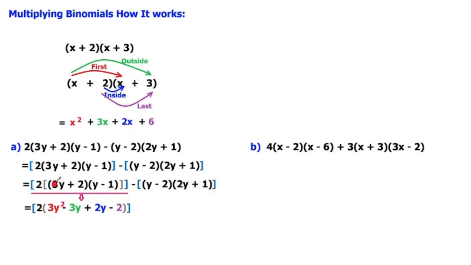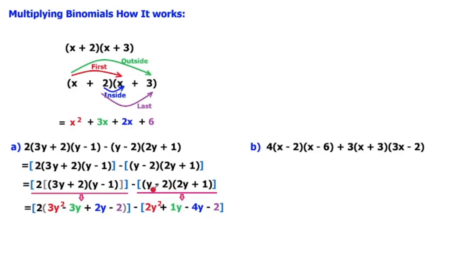When we do 3y times y, it becomes 3y squared. Then we do 3y times negative 1, it becomes negative 3y. Then we do our inside multiplication. 2 times y becomes 2y. Then we multiply 2 times negative 1, which is our last, and it becomes negative 2.